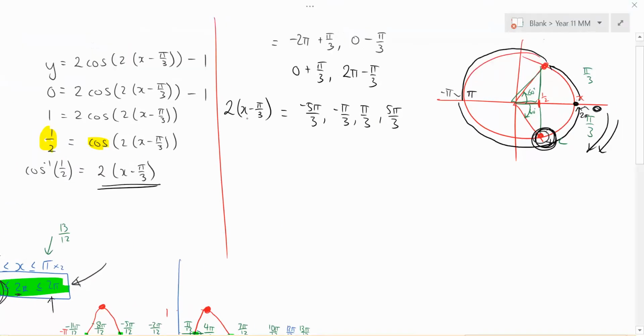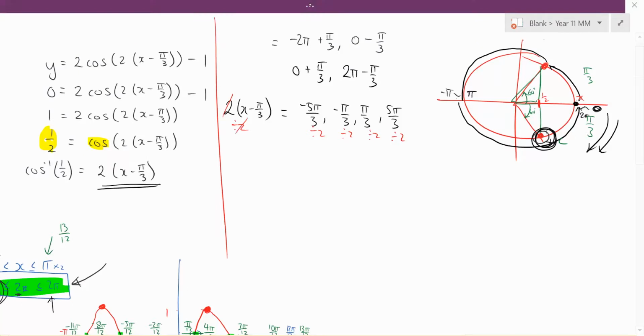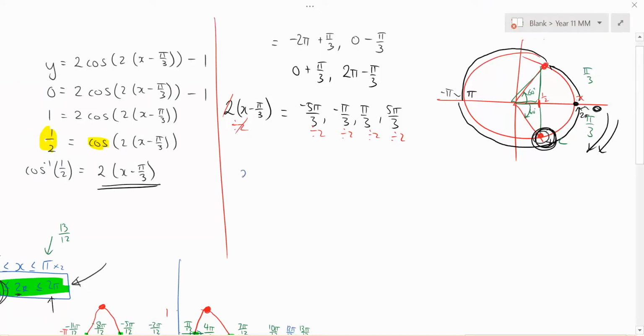Now, because I've stretched everything by a factor of 2, I have to now shrink everything by a factor of 2. So I'm going to divide by 2, divide by 2, divide by 2, divide by 2, divide by 2. What that gives me, so this cancels out, and this will give me the new line where it shows x minus pi on 3 is equal to negative 5 pi on 6, negative pi on 6, pi on 6, 5 pi on 6. Which makes sense now. See, that all fits into the domain of pi.